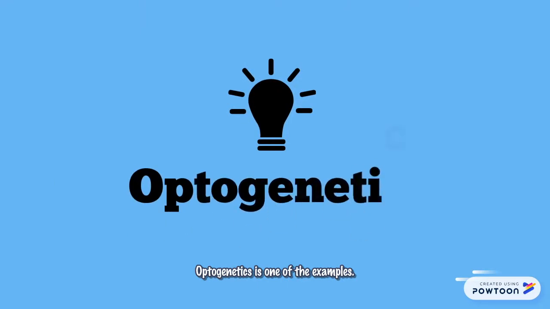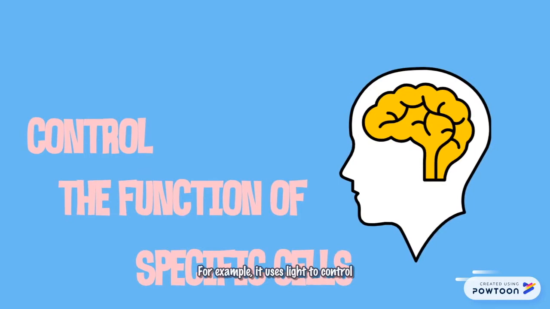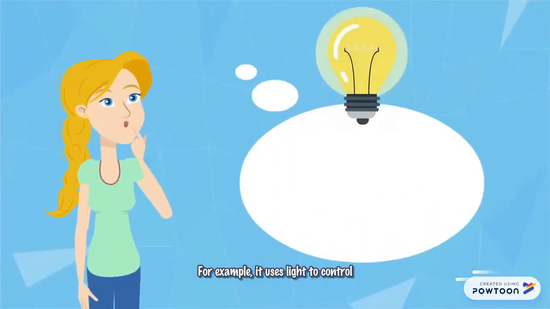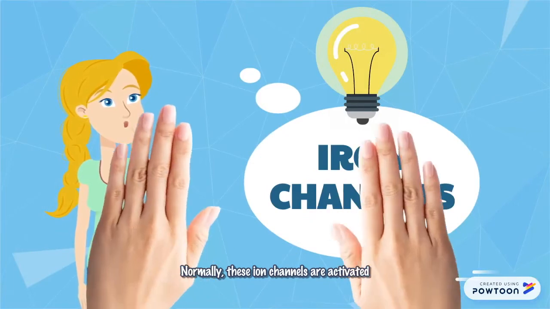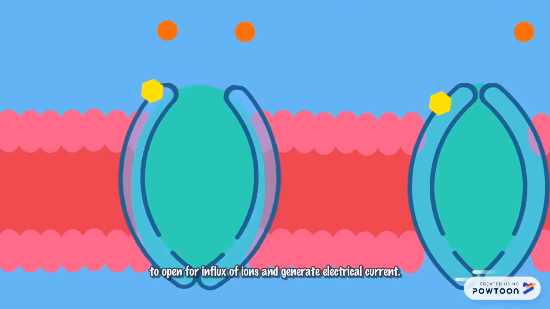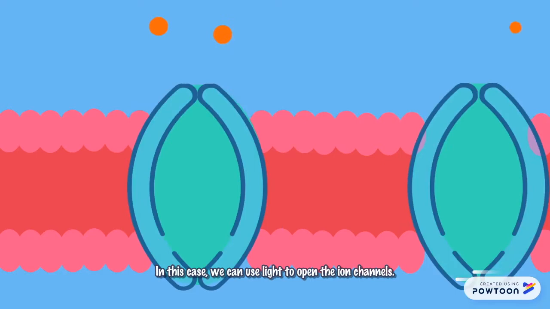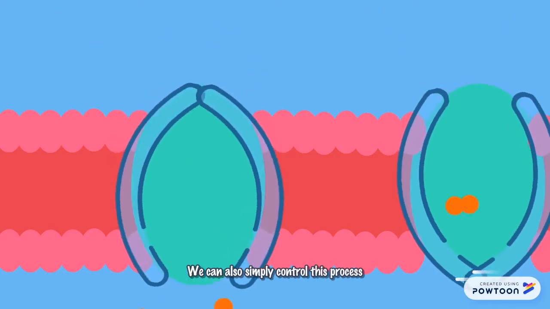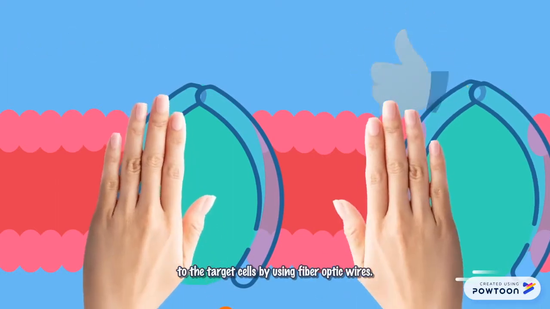Optogenetics is one of the examples. It uses light to control the function of specific cells. For example, it uses light to control the pathway for ion channels. Normally, these ion channels are activated by specific molecules such as neurotransmitters to open for influx of ions and generate electrical current. In this case, we can use light to open the ion channels. We can also simply control this process to the target cells by using fiber optic wires.